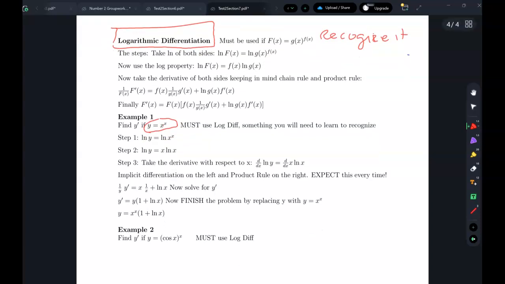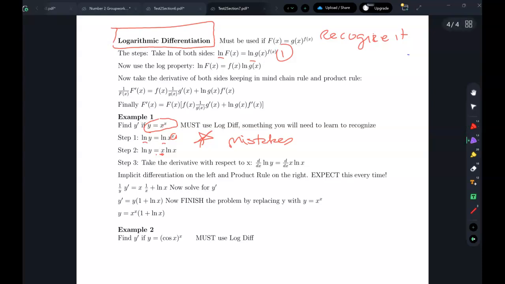So your first step is to take ln of both sides. So that's step number 1. Take ln of both sides. So I did that. ln. Then you use the log property and bring that x down in the front. Be really careful. This is where mistakes happen. So go slow. Bring the x down in the front.